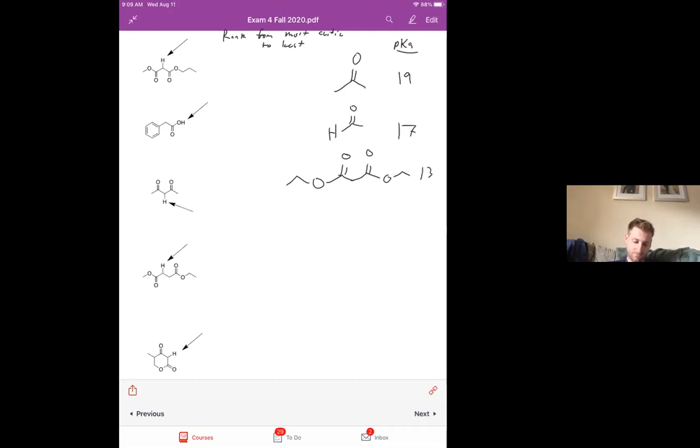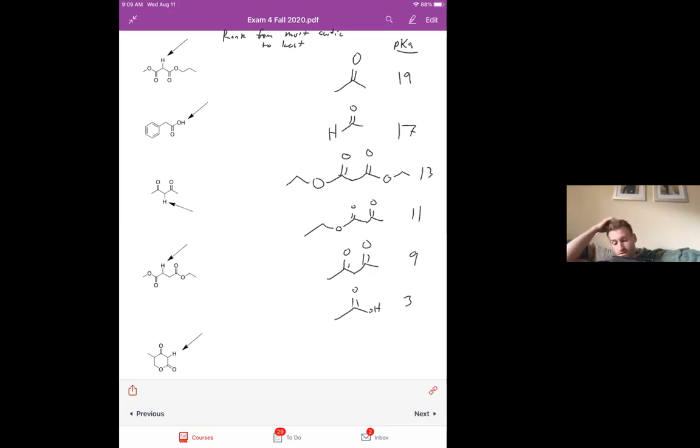Versus just having one ester and one ketone is going to give us a pKa of around 11, and then having a diketone is going to be around 9. We also have a carboxylic acid on here, which has a pKa of around 3.